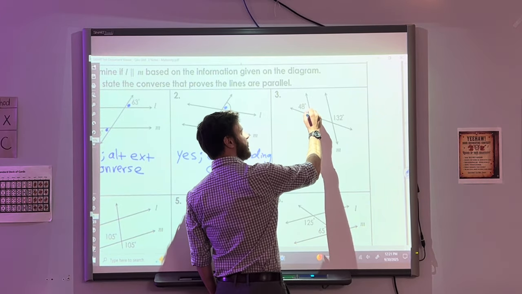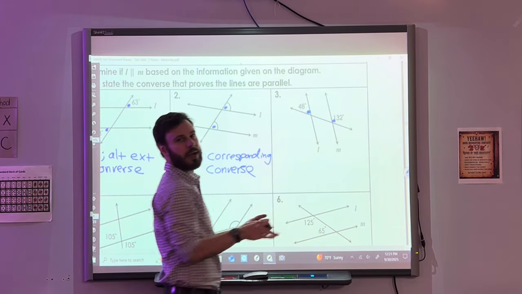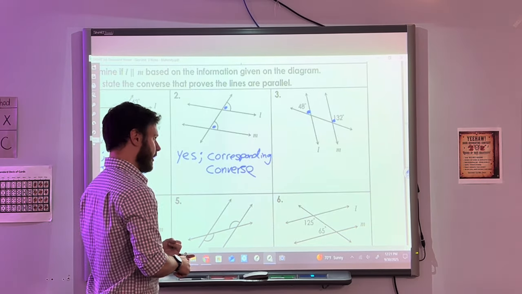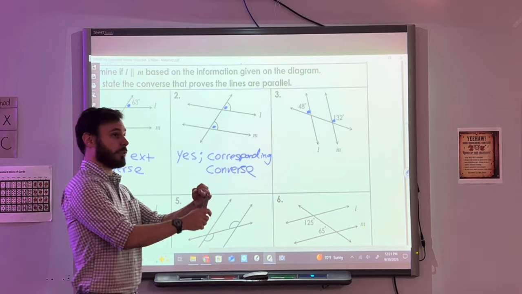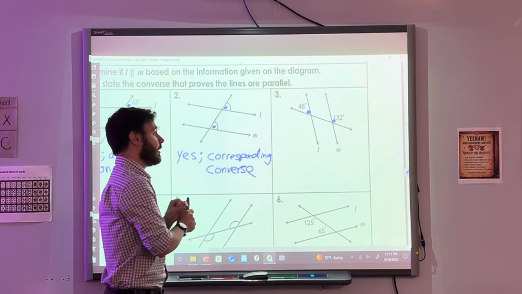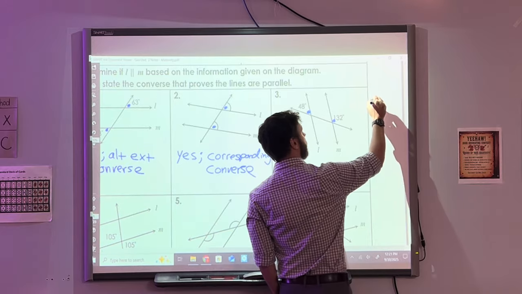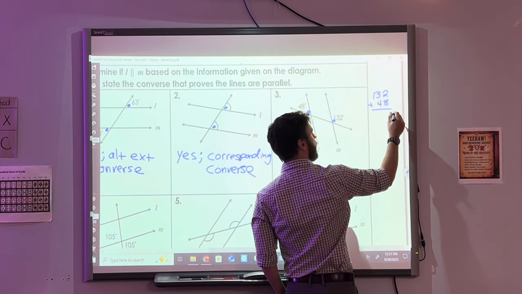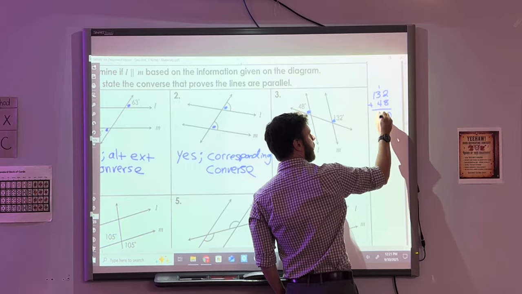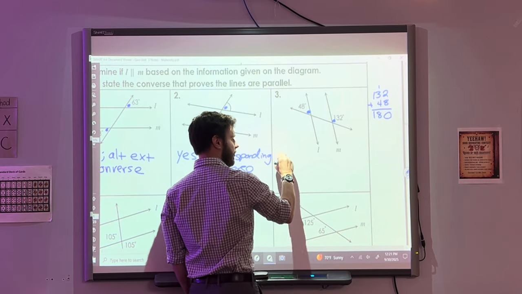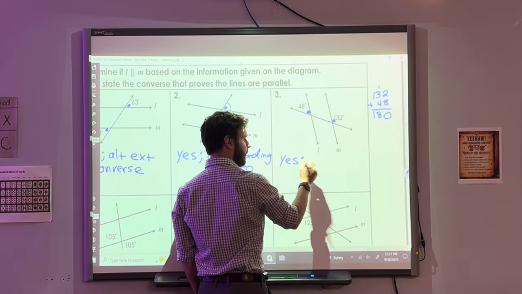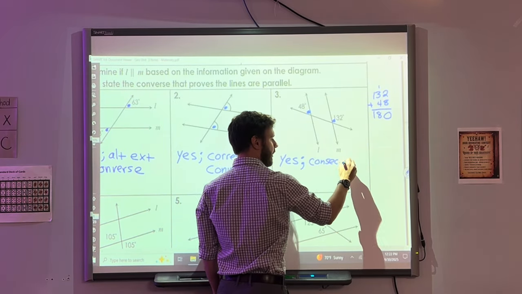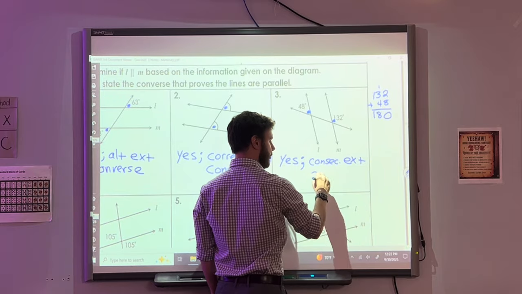Here, how does this angle relate to that one? They're both on the outside and they're both on the same side, so I have consecutive exterior. If I look back at my notes, consecutive exterior should add up to be 180. So is 132 plus 48 180? 0, carry the 1. All right, the answer is yes. And the reason is consecutive exterior converse.